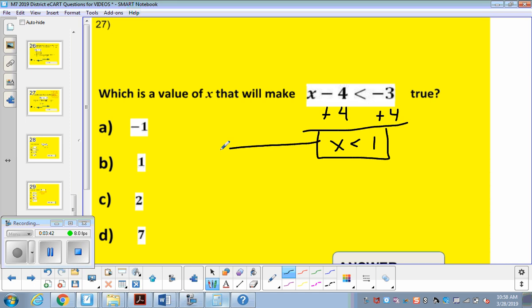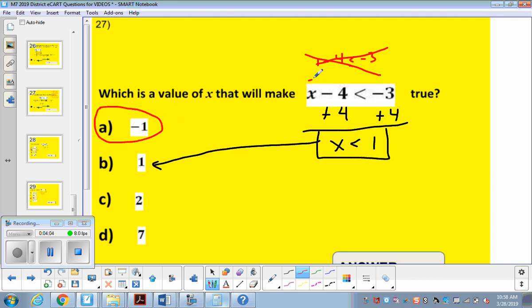And I'm very worried that a lot of you are going to come over here now and pick 1. But if I plug in 1, y'all, 1 minus 4, that's not less than -3. We would need the or equal to part. So we know plugging that in won't work. We need something over here that's less than the 1. And that's why for this type of problem, we pick the -1.